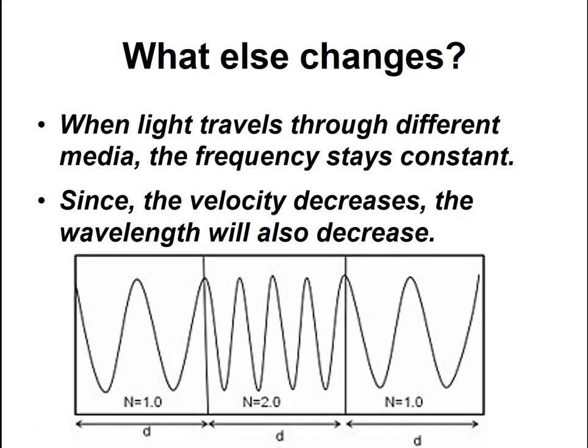So what else changes? Well, when light travels through different media, obviously, as we just said, the velocity is going to slow down. However, the frequency itself is going to stay constant. That means the number of cycles per second will stay the same, whether you're in air, water, diamond, anything. The frequency stays constant. So if the velocity goes down, that means that the wavelength will also decrease. You can see in this picture, if you double the index, the velocity would get cut in half, and the wavelength would also get cut in half here. The frequency would stay the same in both cases.